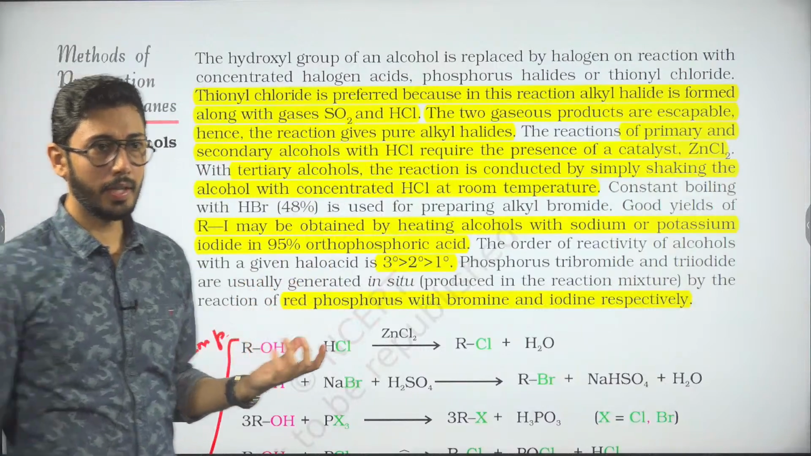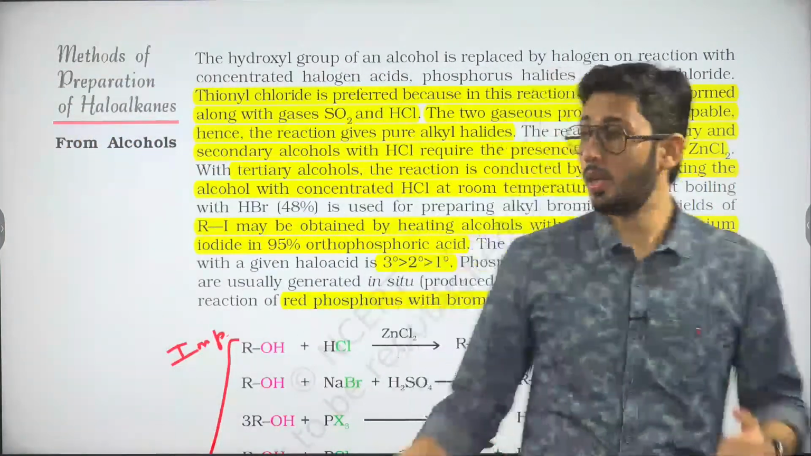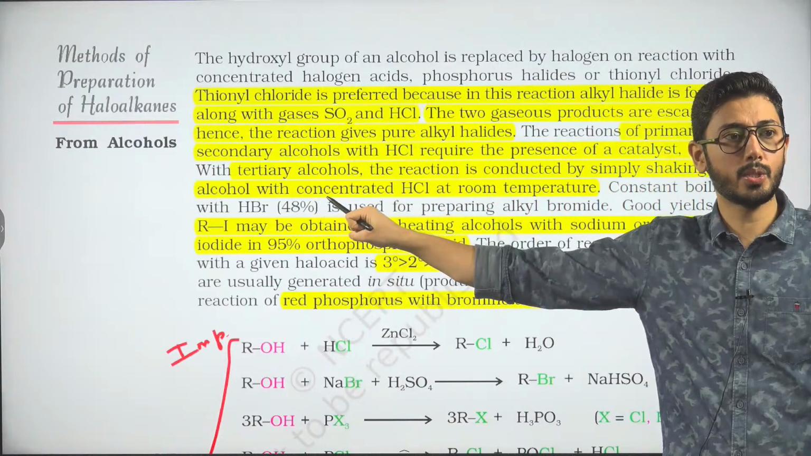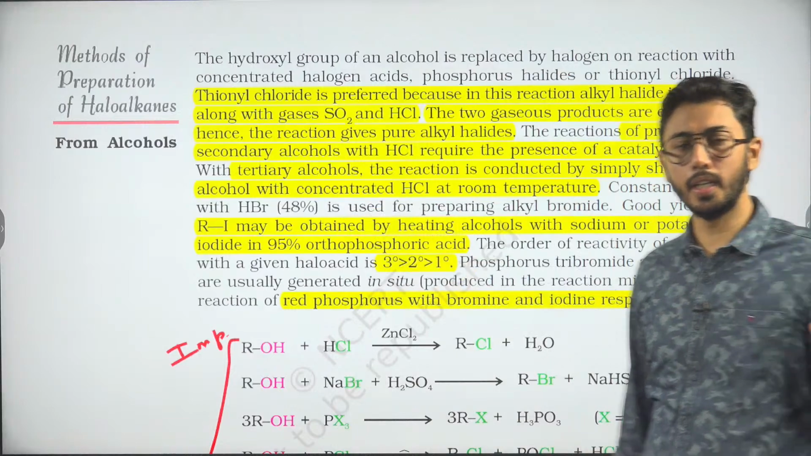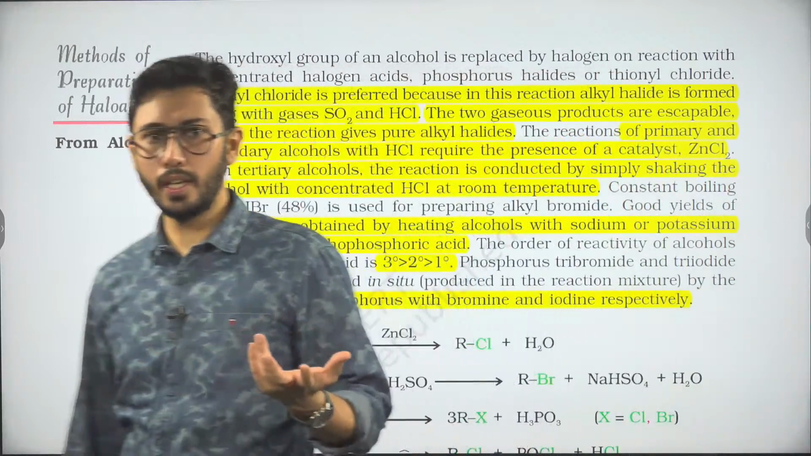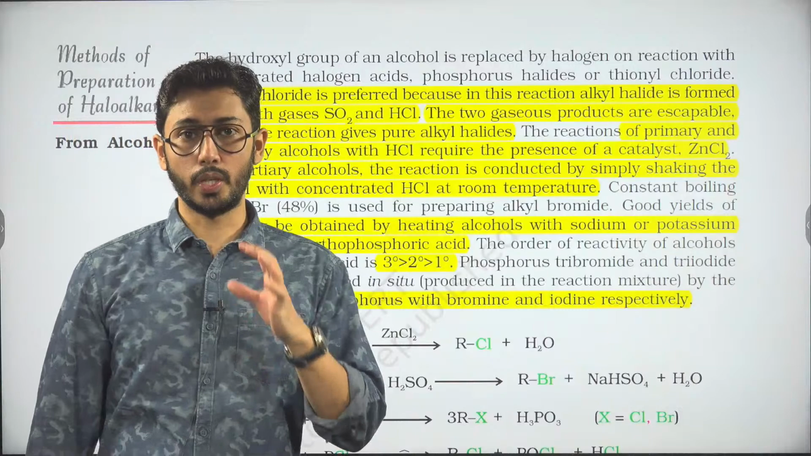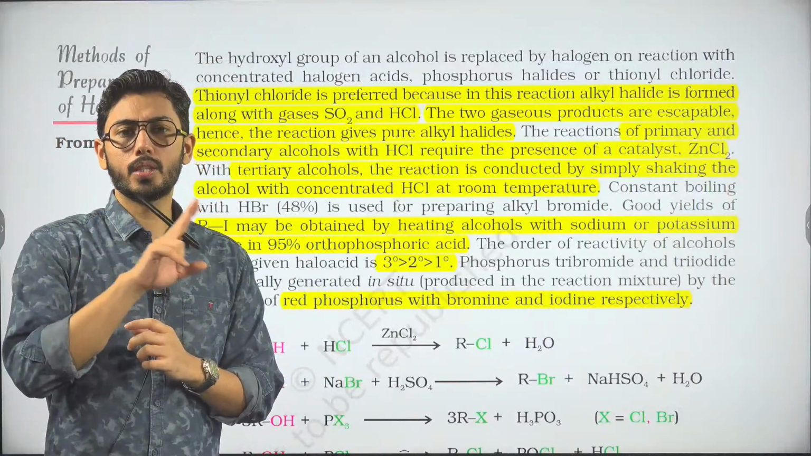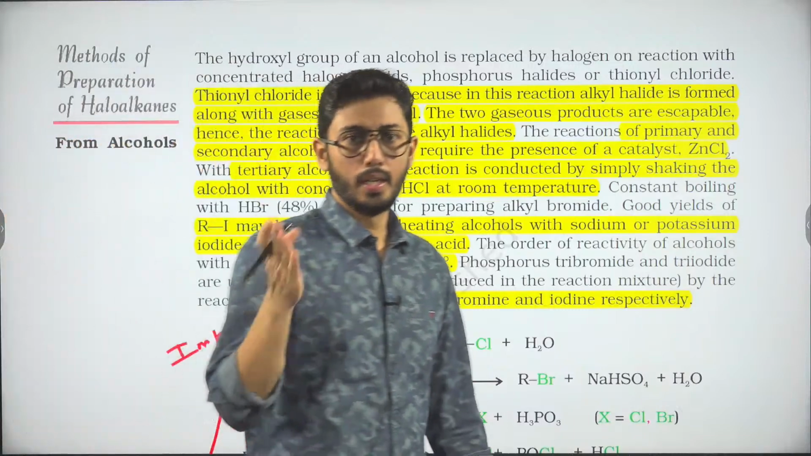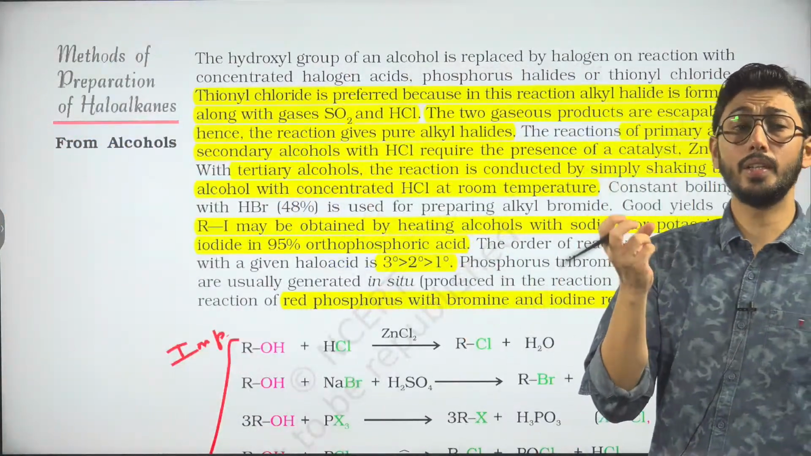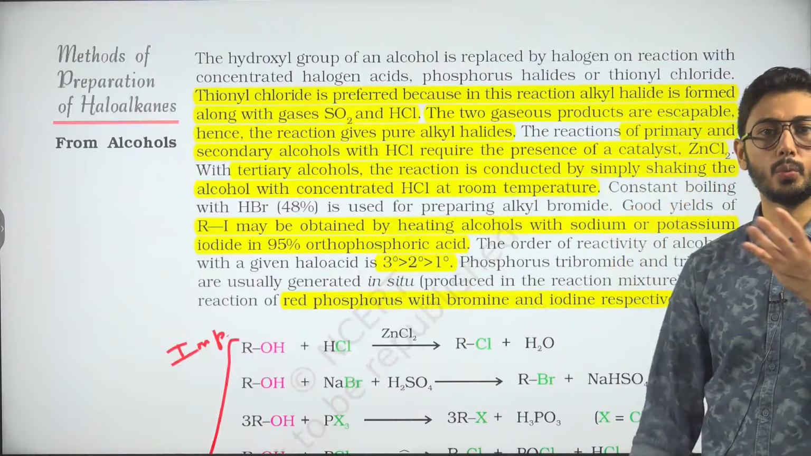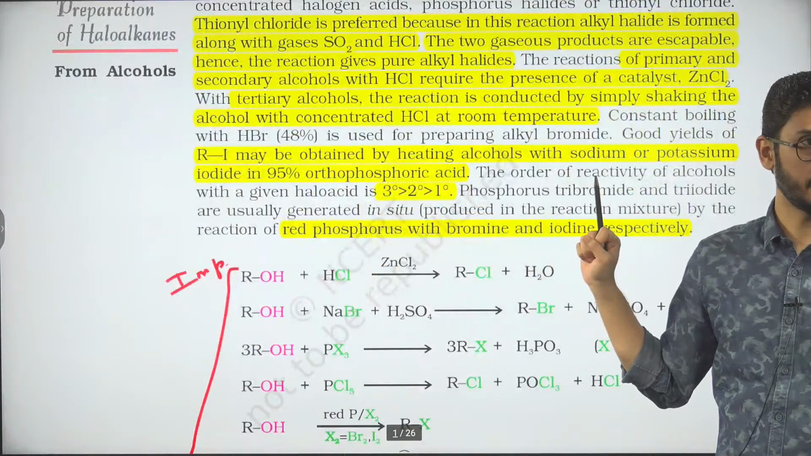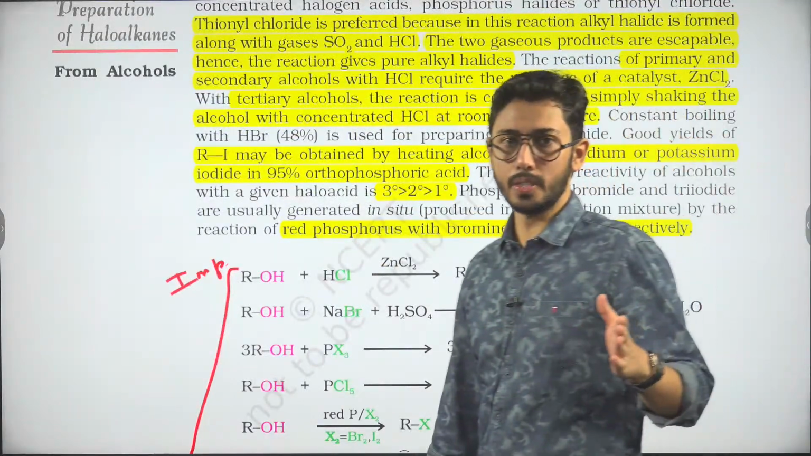Then another important point: primary and secondary alcohols with HCl require a catalyst. But with tertiary alcohol, the reaction is conducted directly without even a catalyst, even at room temperature. So primary and secondary alcohols require a catalyst, whereas tertiary even without a catalyst. Why? The concept is stability of carbocation, but if you don't remember it, at least remember Lucas reagent. At least remember that this is nucleophilic substitution, but the reagents keep on changing.